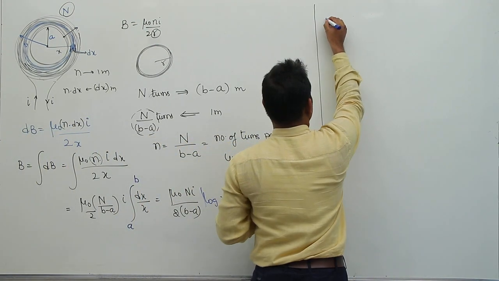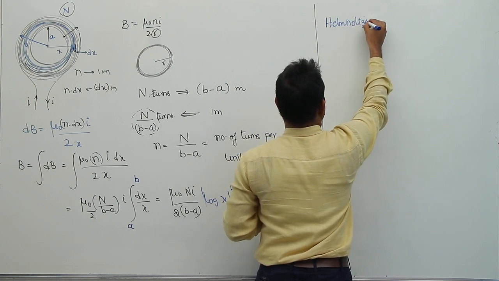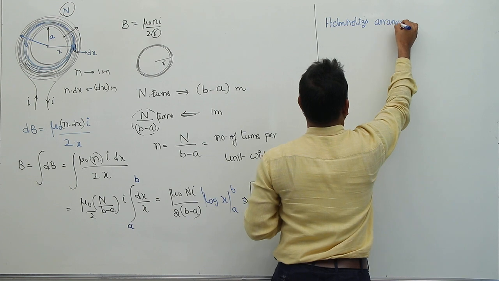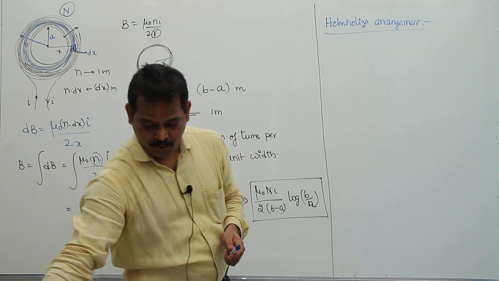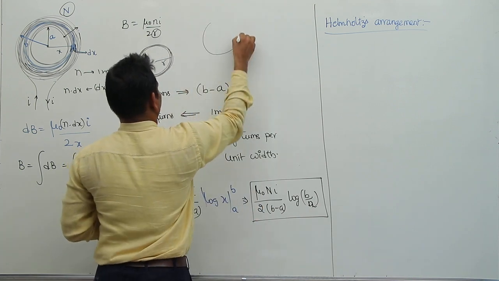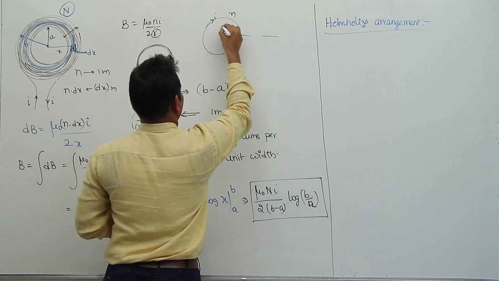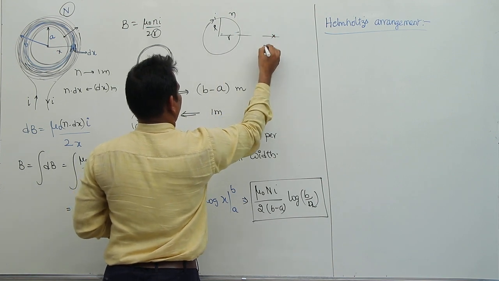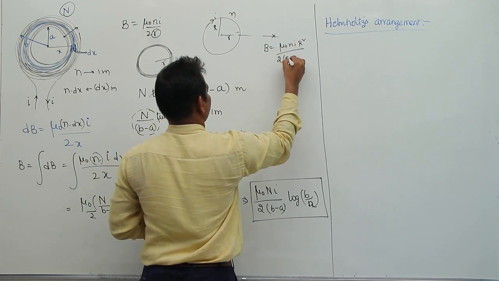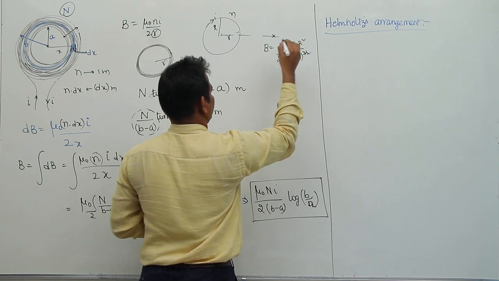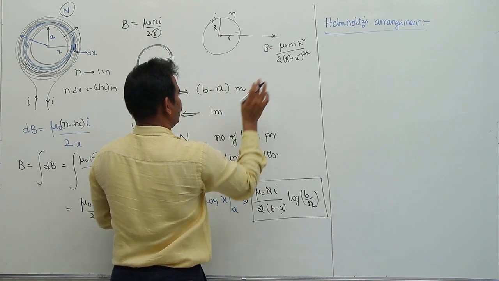Helmholtz arrangement. What is this Helmholtz arrangement? If you take a circular coil carrying some current I with N turns and radius r, on the axis the magnetic field is given by mu naught N I r square by 2 of (r square plus x square) whole power 3 by 2. So at the center the field is maximum, and if you go away the field reduces.